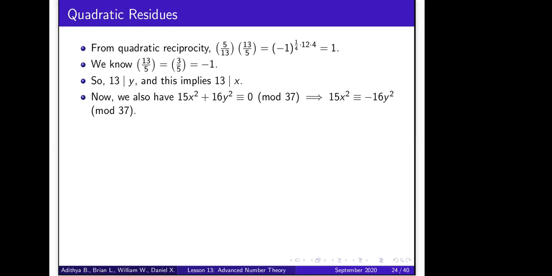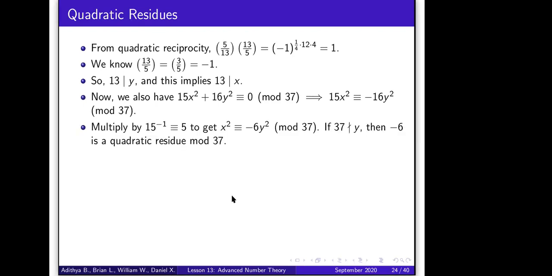If we multiply by the inverse of 15, which is 5, this comes out to x squared is equivalent to negative 6y squared mod 37. So if we assume that 37 doesn't divide y, then that means that negative 6 has to be a quadratic residue. Let's see if this is the case. First, because this function is multiplicative, this is negative 1 over 37 times 2 over 37 times 3 over 37.